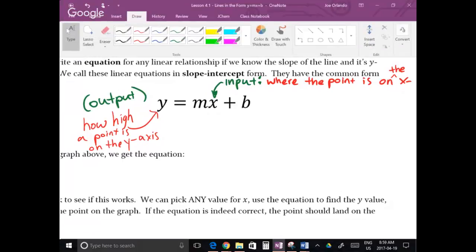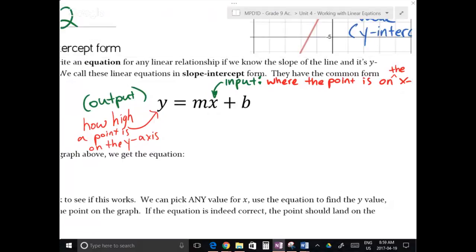But there's two things that define the line. And the two elements that define the line are this m and the b.